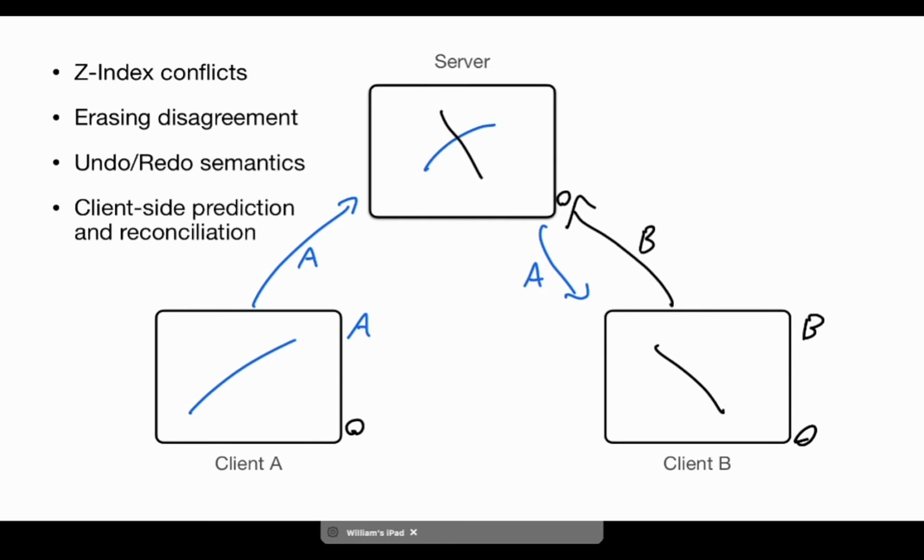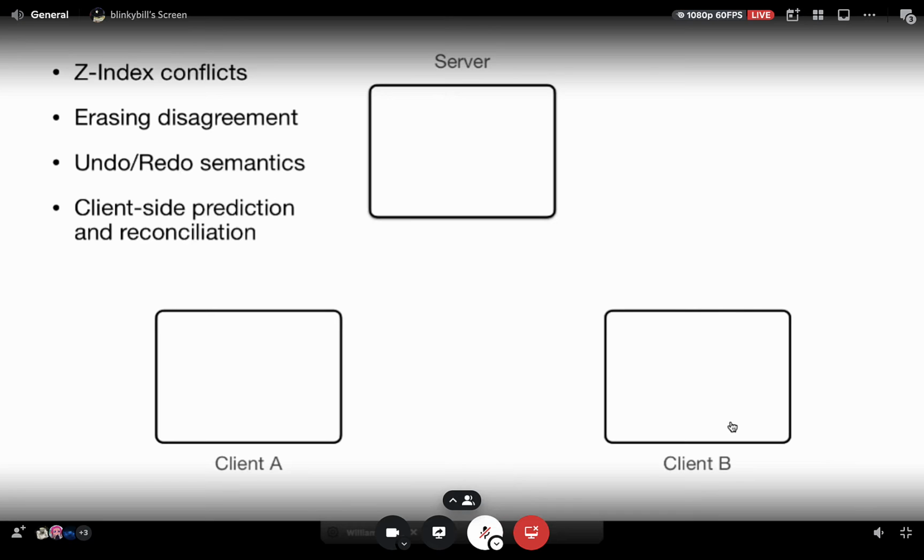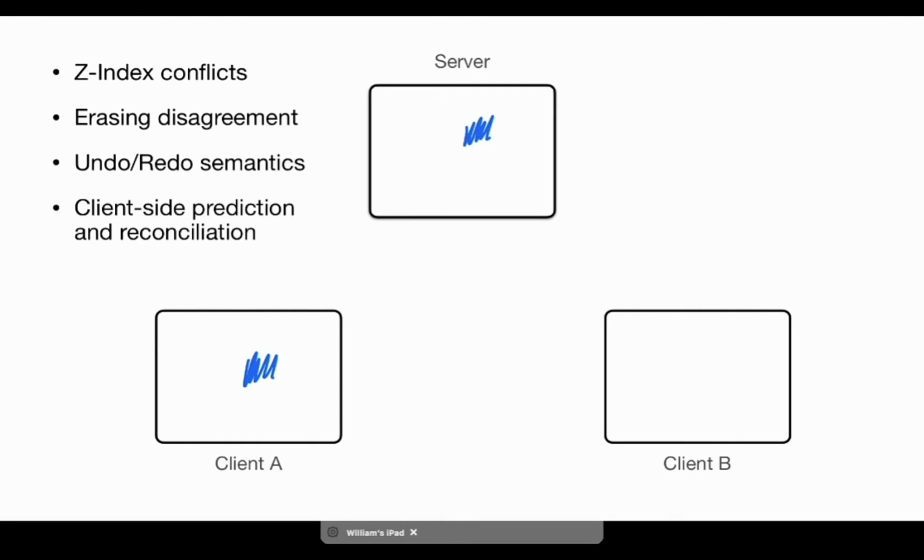But let's go through some other ones. If we're going to support erasing, there can be disagreement about what has been erased by a client. So let me erase this, I guess meta erase it. Okay, so let's suppose there's some stuff on the board, and client B decides to erase. They decide to start erasing some of those lines, and this is their first spot they're erasing.